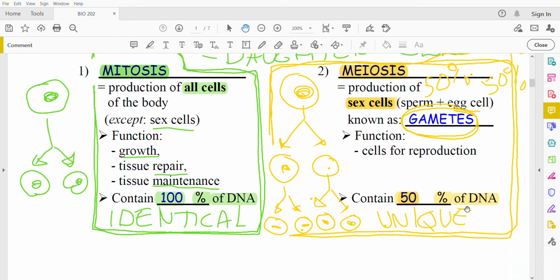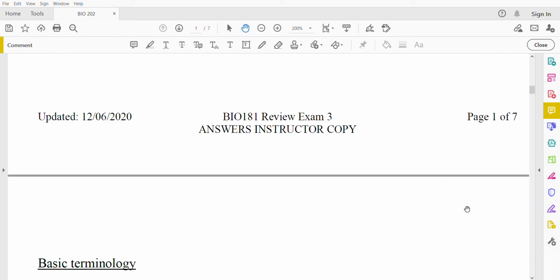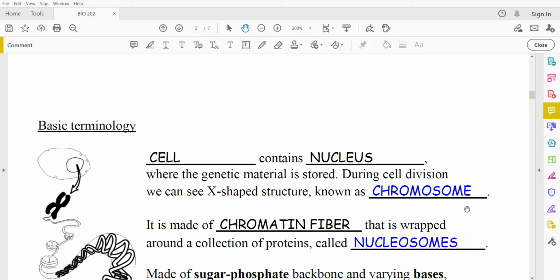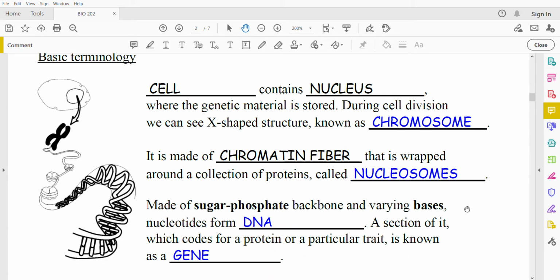Before we start talking too much about cell division, we need to go through certain basic terminology that's important for us to be comfortable with. We want to be certain that we know the key terms and key concepts that we will be using so that we can understand what happens in these cell division processes. Okay, let's have a look at what we see here.